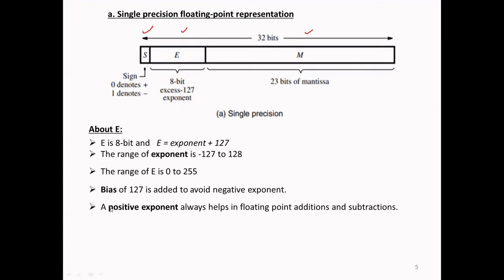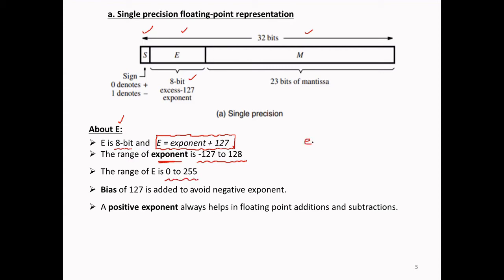Let us see now. This is about exponent E. E is how many bits? It is 8 bits, right? See here, 8 bits, and E equals the original exponent plus 127. That means as a bias, or excess 127, we are adding. The original exponent range, being 8-bit signed, is minus 127 to 128. So the range of E becomes 0 to 255.